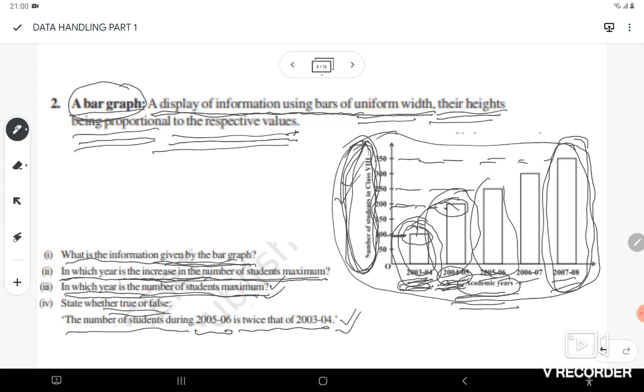Next question says, state whether true or false: the number of students during 2005 to 2006 is twice that of 2003 to 2004. Let's see. In 2003 to 2004 there were 100 students, whereas in 2005 to 2006 there were 250 students. So it's more than twice. If it would have been twice, there would have been 200 students, but it's more than twice, so it's false.